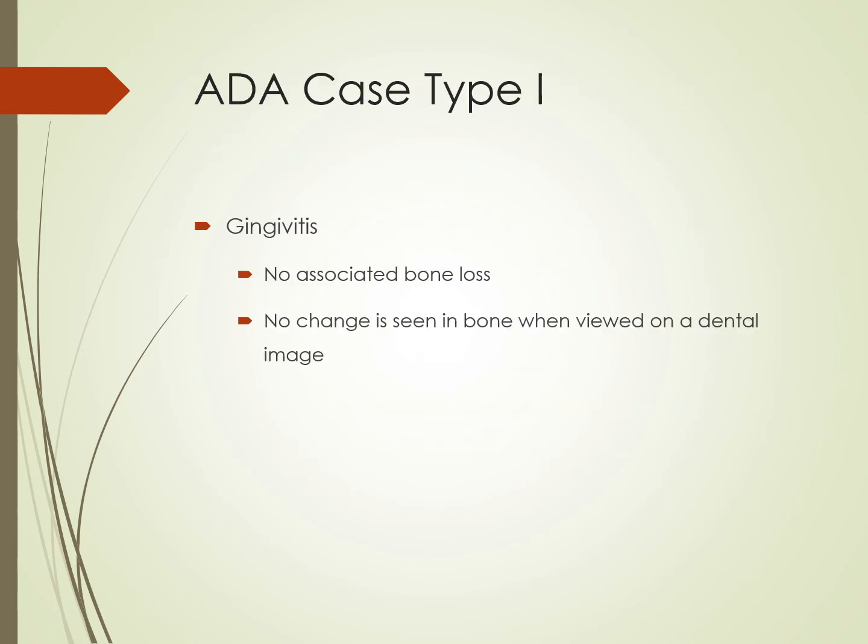Okay, so ADA case type 1 is gingivitis. Now, when you get to perio, we're going to be talking about the AAP. I'm sure you've already heard this when the seniors are talking about it. AAP status is like the Advanced American Periodontitis Society, or whoever it is, the perio people. They are the ones who came up with the AAP status types. That is what we use to classify our patients in clinic.